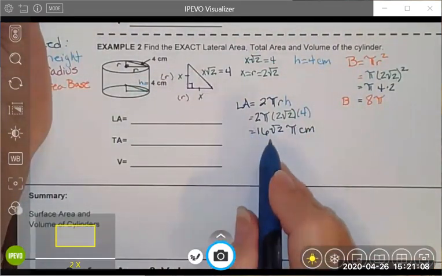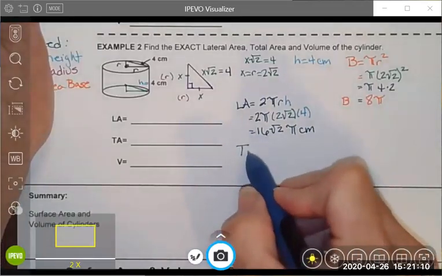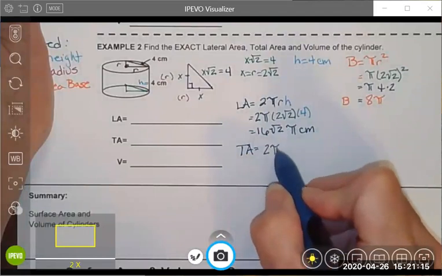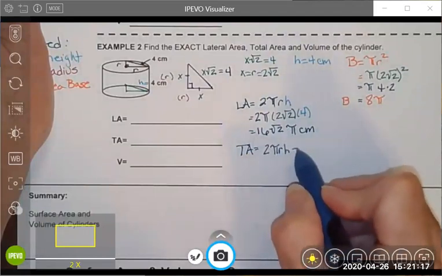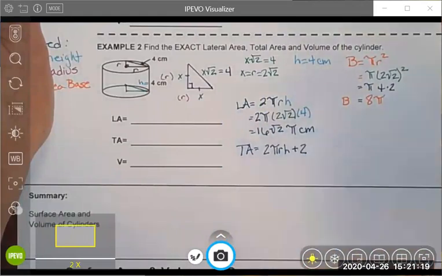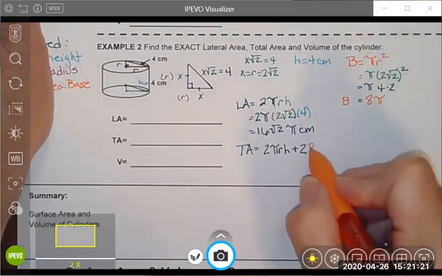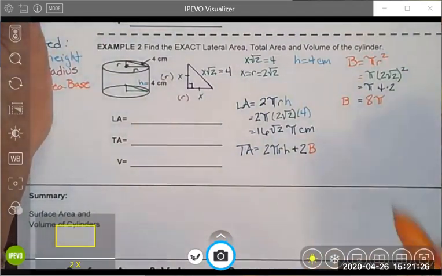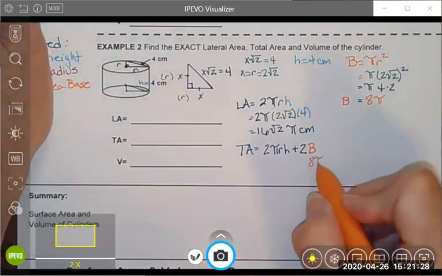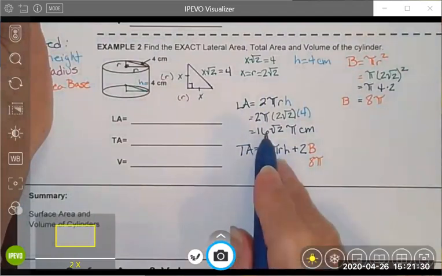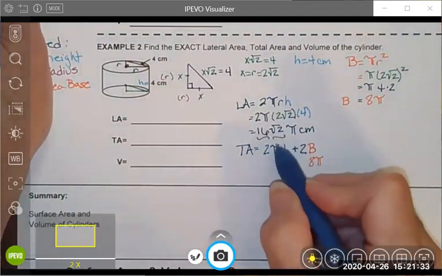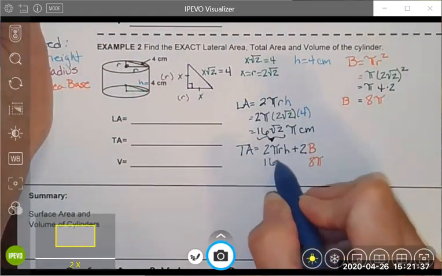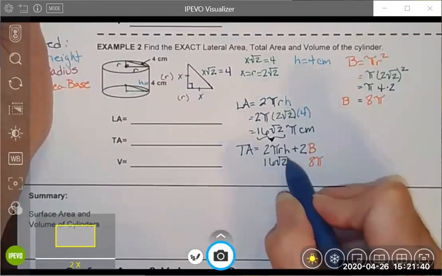I can then use this conveniently to find the total area, because my total area is my lateral area, 2 pi r times h, plus 2 of my bases, because I have a top and a bottom. And we already know what the area of the base is. We said that was 8 pi. And up here we calculated the lateral area, so I can just stick that right down here, and I do not need to do this calculation a second time.